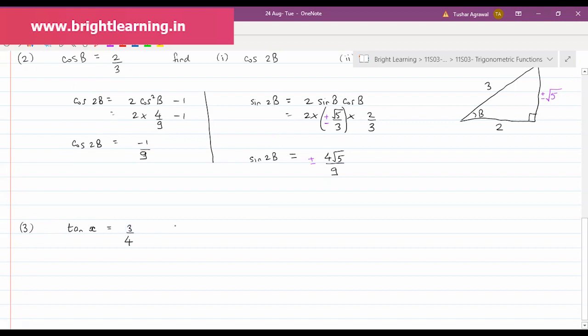tan x is equal to 3 by 4, where x belongs to pi to 3 pi by 2. That is the third quadrant. Find the values of sine x by 2, cos x by 2, and tan of x by 2. Be honest to yourself. This is actually a solved example in your book, but don't cheat. Be honest to yourself, okay?